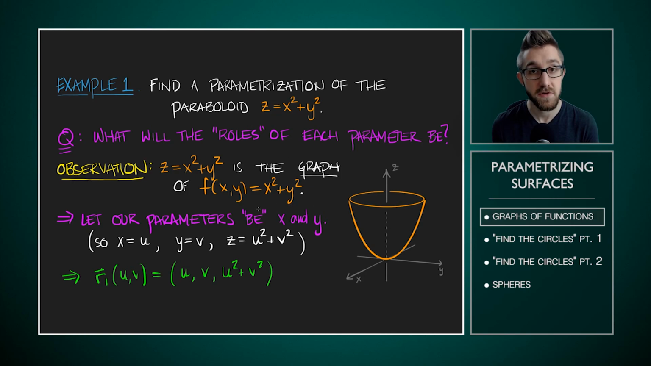Okay, so the main takeaway from this example is that anytime you're working with a surface that is the graph of a function of two variables, you can parameterize it by letting the parameters essentially be the two input variables. In this case, they're x and y, and then the third coordinate z is determined by x and y just by virtue of how functions work.